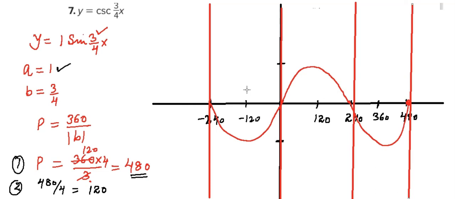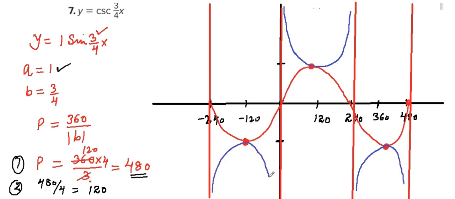So what is the shape of? So you can take some points here. This point, and this point. So your cosec will be this one. Just go and draw an upward parabola here. Here you will draw a downward parabola. Similarly, you will draw here a downward parabola. So this is the graph of cosec 3 over 4x.